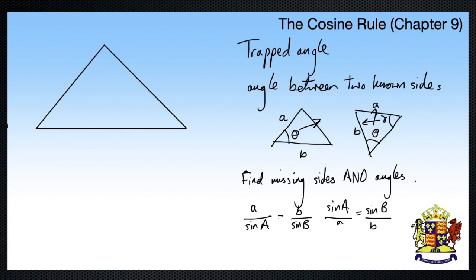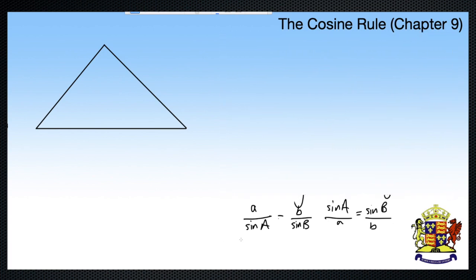Now the first thing we're going to do is actually derive where the cosine rule comes from. Whether you like the derivations or not, it is important to be able to do them because there have been questions where you are asked to derive either the cosine rule or some other formula, and so it's important that you can do that.